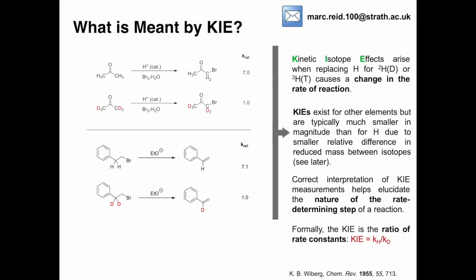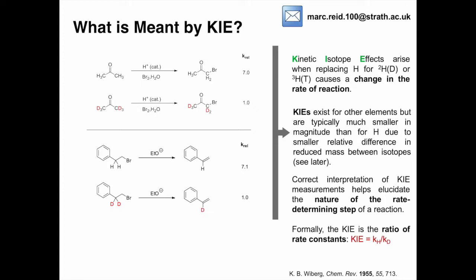If we compare the relative rate constants for the reaction using non-deuterated acetone and the alternative reaction using deuterated acetone, we see that the non-deuterated substrate reacts with a rate constant 7 times greater than that for the deuterated acetone. Because the two reactions are run under otherwise identical conditions, concentrations, temperature, etc., then it's also safe to say that the non-deuterated acetone has a reaction rate 7 times higher than the deuterated analogue. The KIE for this reaction is therefore 7.0.